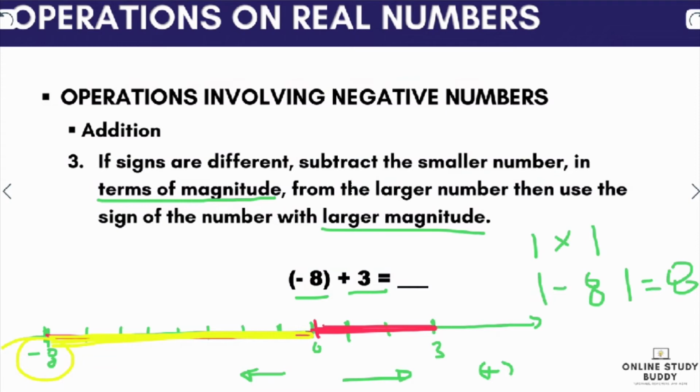Okay, so balik tayo dun sa addition rule. So, since magkaiba yung signs nitong dalawa, ang gagawin natin, titingnan natin yung may larger magnitude, then we're gonna subtract yung smaller number. So, 8 minus 3 equals 5. Then, yung magiging sign ng result natin ay yung sign ng number na may larger magnitude. So, in this case, negative yung sign ng may larger magnitude. So, yung answer natin will be negative 5.